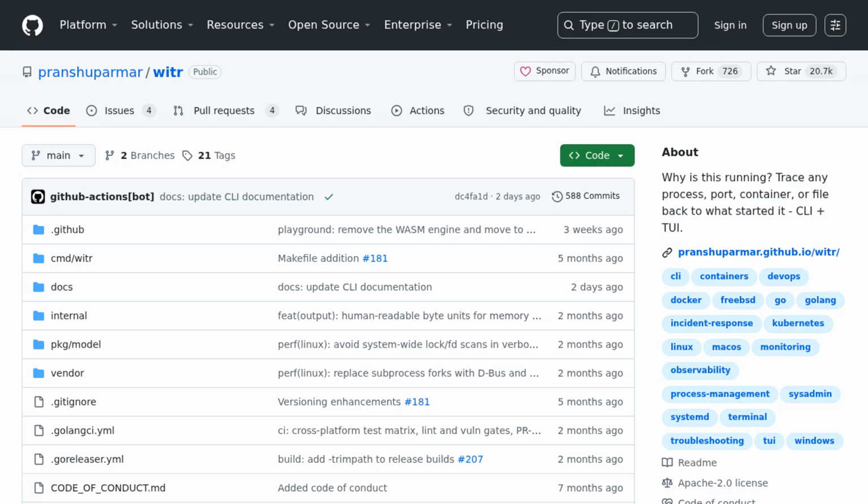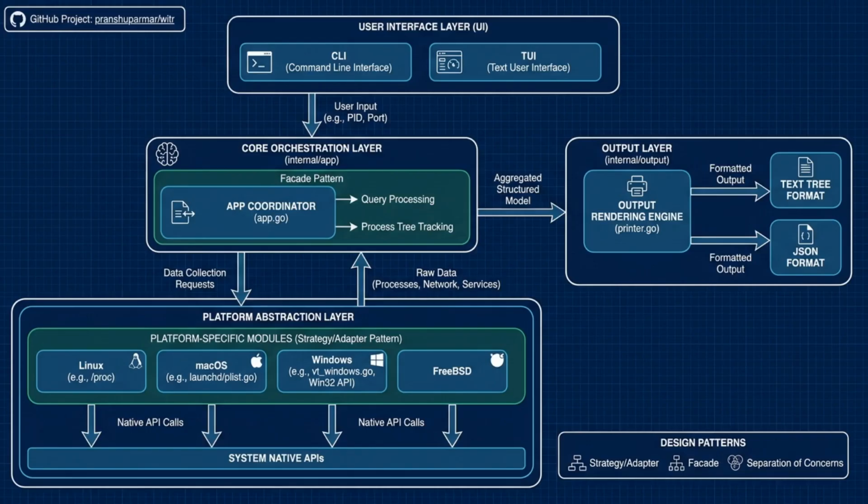The project has already accumulated over 20,600 stars on GitHub, with more than 200 added just today. Written in Go, the tool has also been forked over 700 times, showing strong community interest in its unique approach to system diagnostics. The problem witr addresses is a fundamental one.